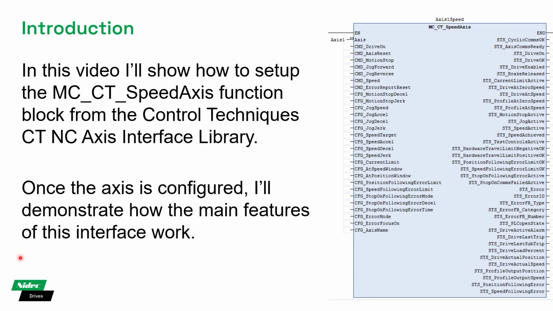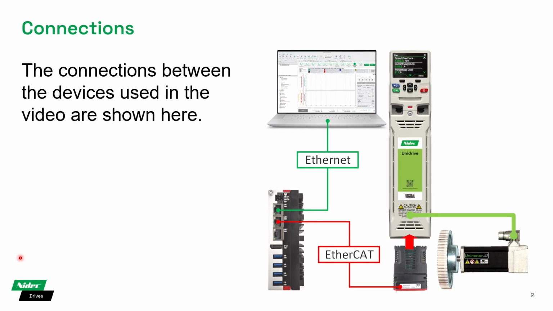Hi, in this video I'm going to show how to set up the MC-CT speed axis function block from the Control Techniques CT-NC axis interface library. Once the axis is configured, I'll demonstrate how the main features of this interface work.